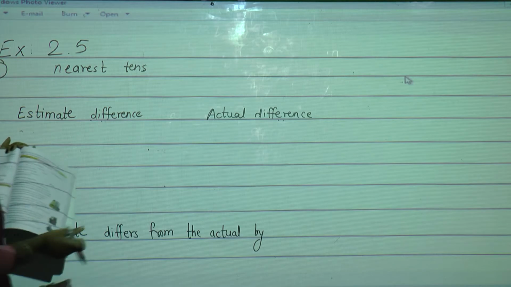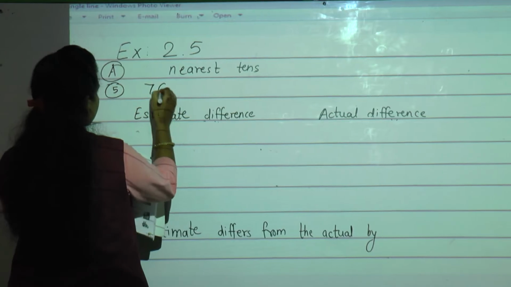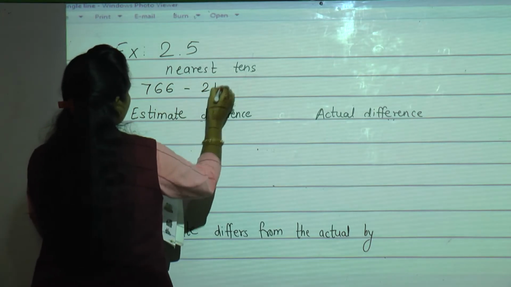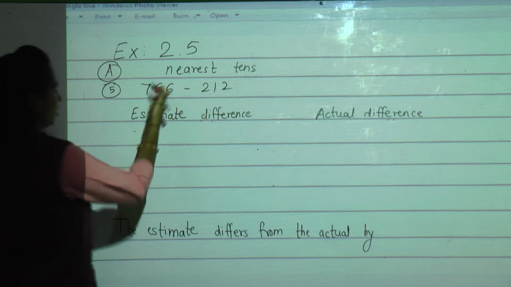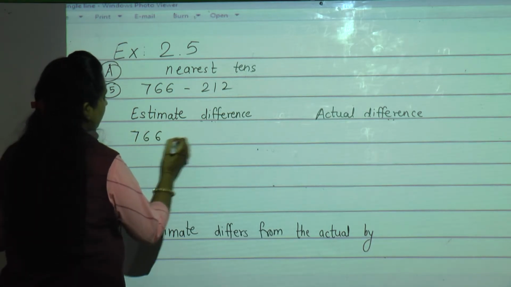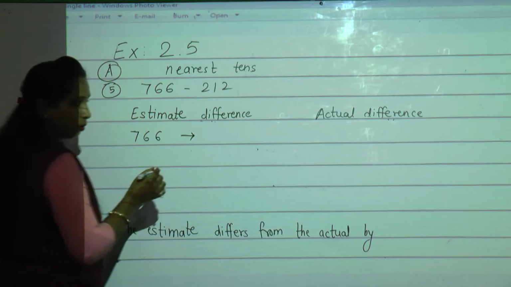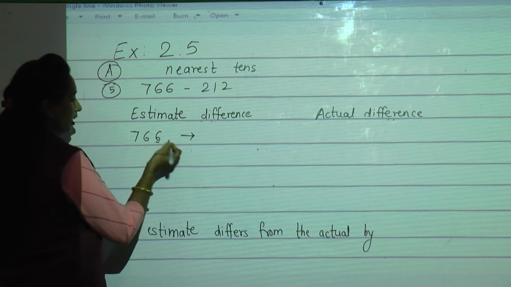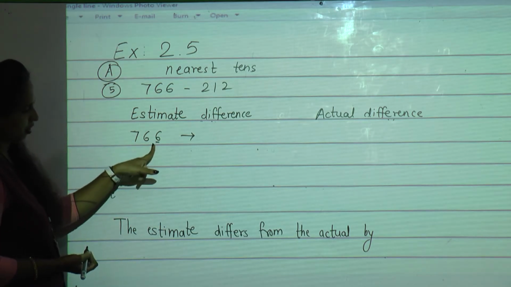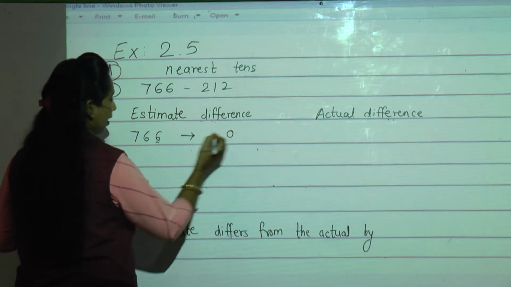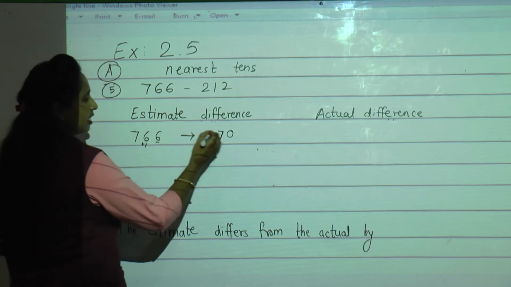We will solve now the fifth one. What is the fifth one? 766 minus 212. Okay, this is the number. So write the number and find out the rounding nearest to tens. So whenever you are rounding off to the nearest tens, underline the ones place. See what is there. If it is 5 or more than 5, of course it is more than 5. So place the 0 at ones place and add 1 to the tens place. 6 plus 1 is 7 and 7 as it is.